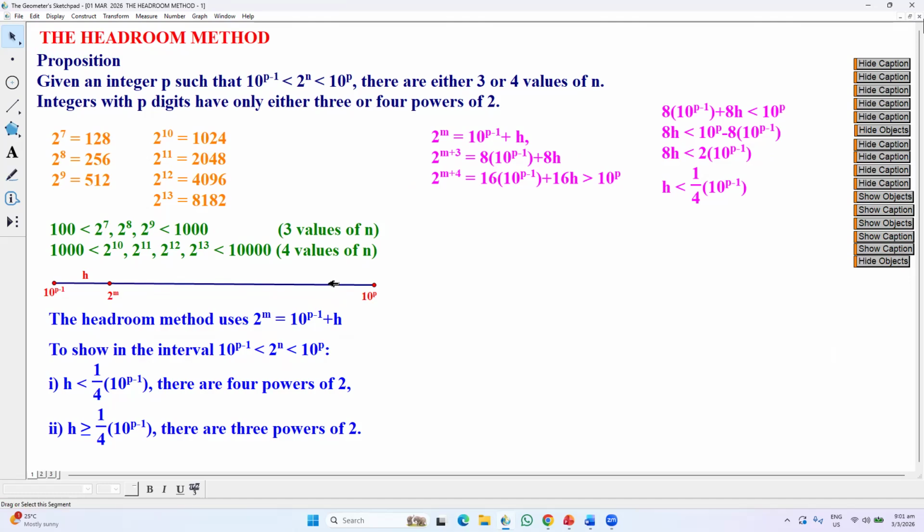If that's the case, we notice 8h equals 10^p minus 8 times 10^(p-1), which gives us 10 minus 8 equal to 2, so 2 times 10^(p-1). So h is a quarter of 10^(p-1). So when h is less than a quarter of 10^(p-1), 2^(m+3) will be inside the interval.